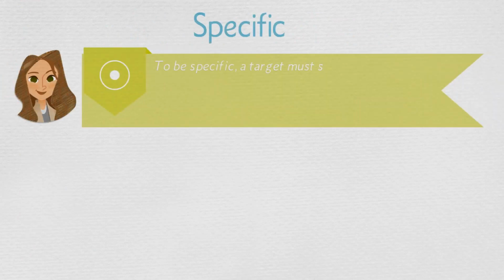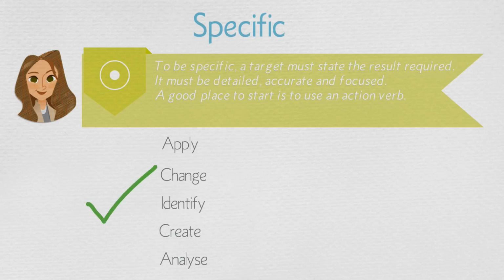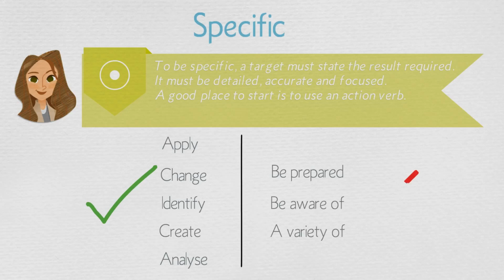Specific to start with. To be specific, a target must state the result required. It needs to be detailed, accurate and focused. A good place to start is to use an action verb. Here's a few examples. Apply, change, identify, create and analyse. It is always best to steer clear of any words that can be misinterpreted or come across as misleading. Anything along the lines of be prepared, be aware of, or a variety of.